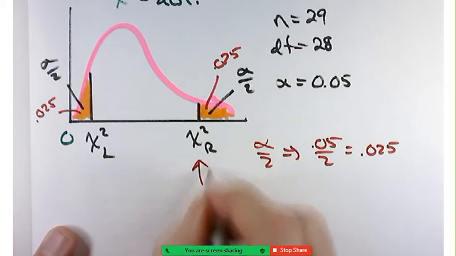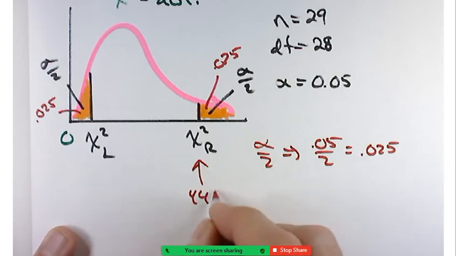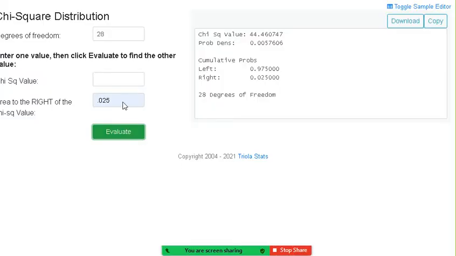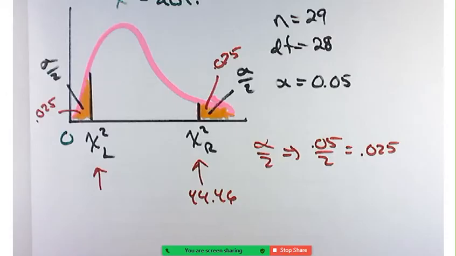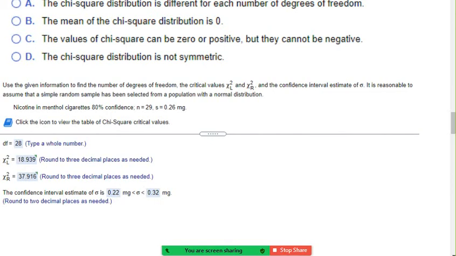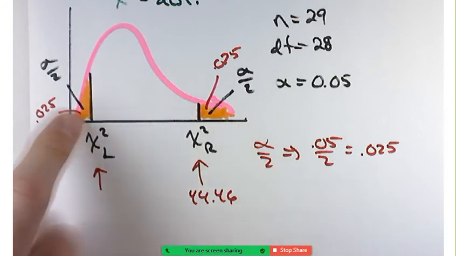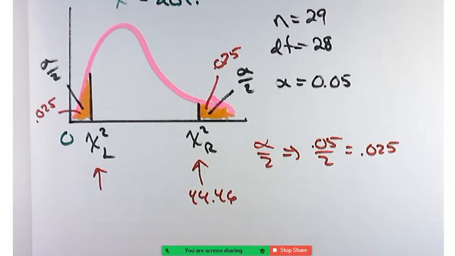So 44.46. It's by what you put into this to get out of it, your area. I wanted the point with 2.5% of the area in the right tail. And that point is my chi-square sub r. Now the tricky thing is, I want this one on the other side of the distribution with 2.5% of the area in the left tail.